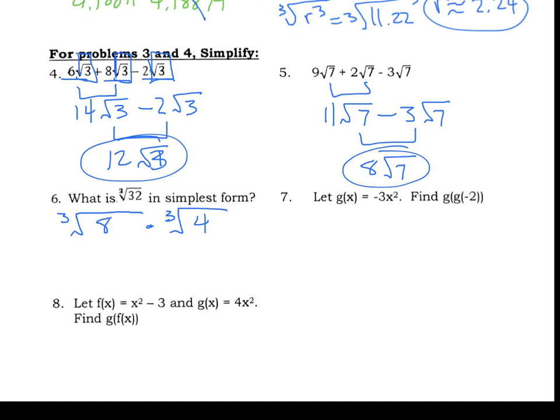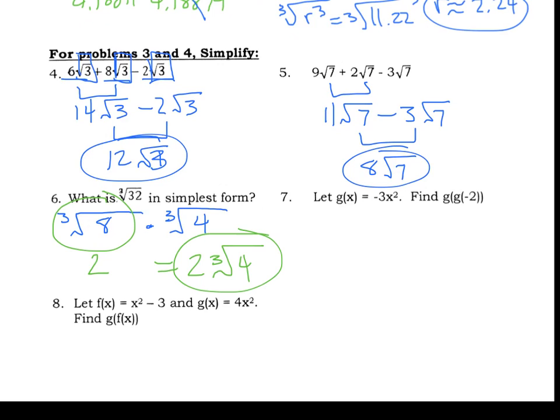Now, there's lots of stuff that multiplies to 32. I mean, I could do 16 times 2, 8 times 4. But the reason I picked 8 times 4 is that 8 is something I can take the cubed root of. See, the cubed root of 8 is just 2. So my final answer is 2 cubed root of 4. So I looked for a perfect cube that I could take out of 32, and that's how I got my final answer.